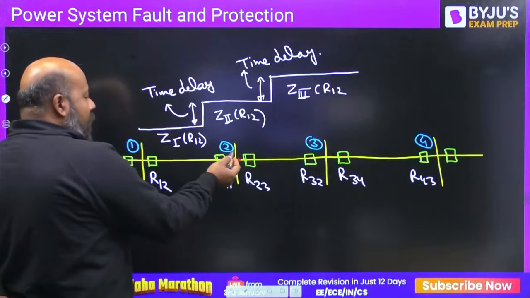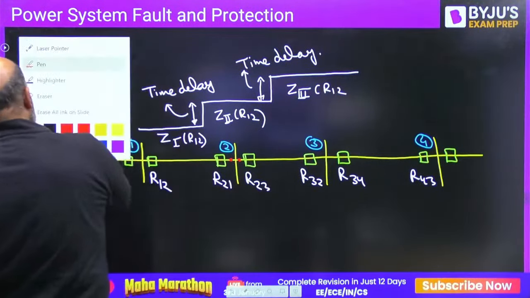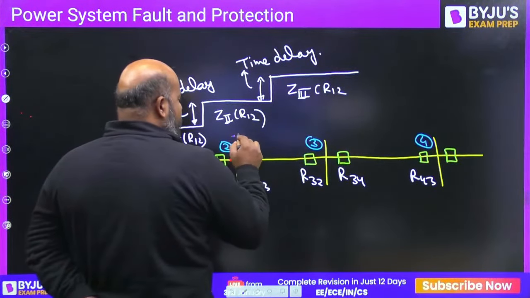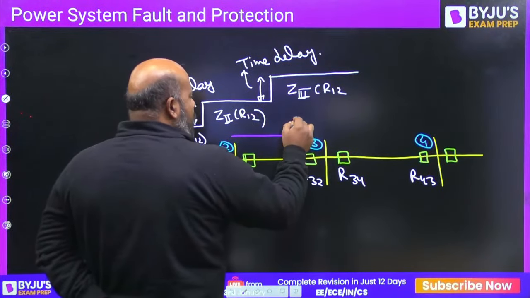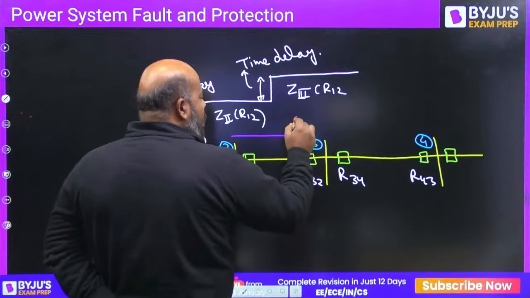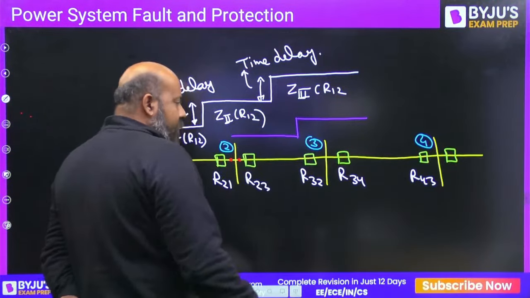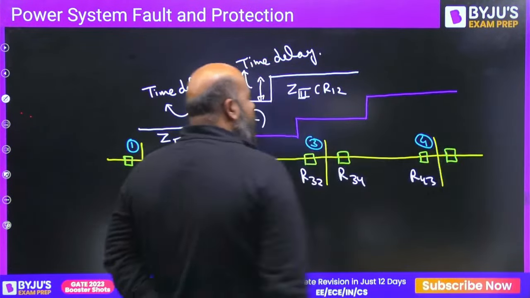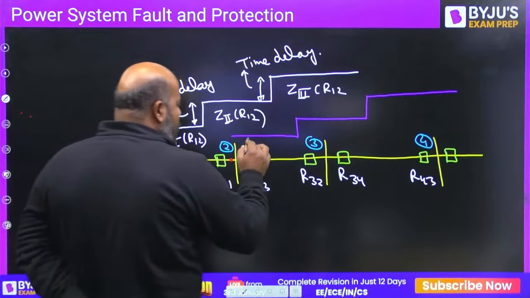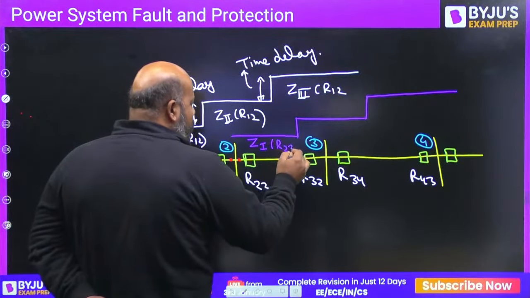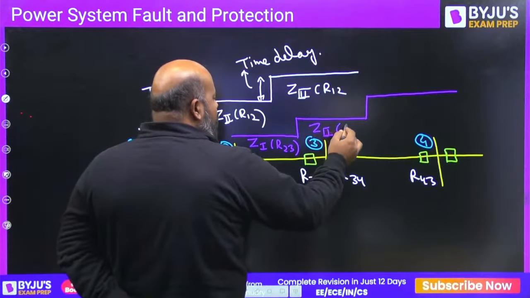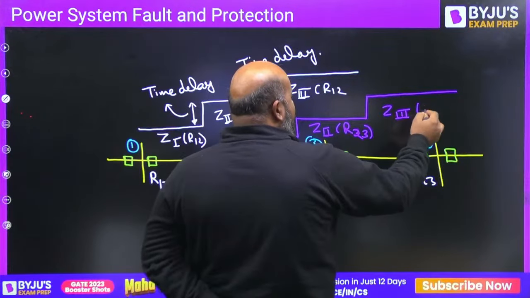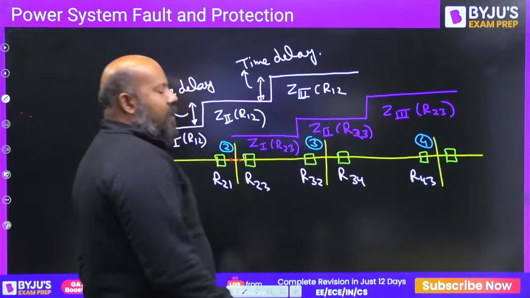Okay, for example, if for R23 I have to make, it is going to be something like this. 80% of section 23. Second zone, 20% of the remaining 2-3 and 50% of next section 3 and 4. Third zone, 50% of 3 and 4 and minimum 20% of next section. Now, this is going to be the first zone for relay 2-3. Second zone for relay 2-3. And third zone for relay 2-3. This is how we are making the three zone protection.